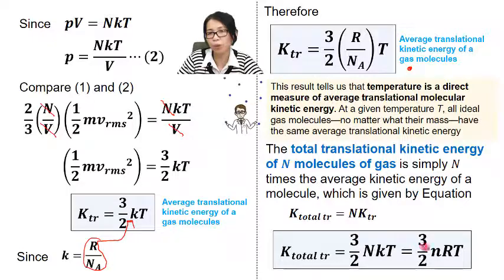So which one are we going to use to solve a problem? It depends. If you use the number of molecules, then you have to use the Boltzmann constant. If you use the number of moles, then you are going to relate it with the molar gas constant. Clear?